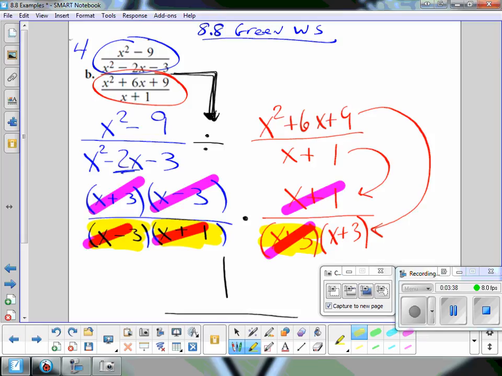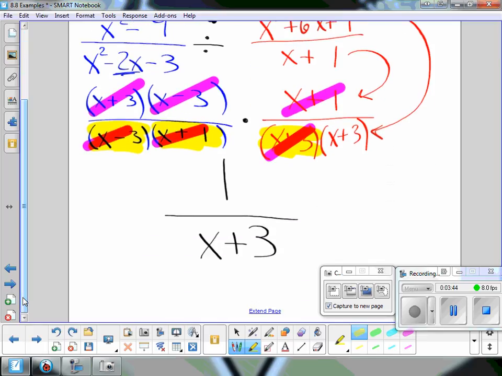Plug it in everywhere you see an x and calculate an answer. Then, in your final answer, plug in 4. Calculate an answer. It should give you the same number. All right? You could check your work by plugging in a number and seeing what the answer would be.